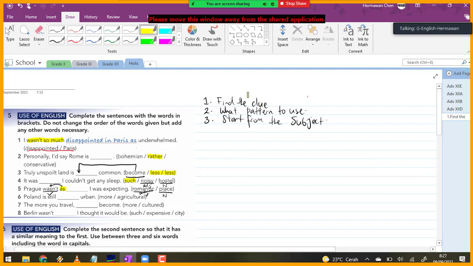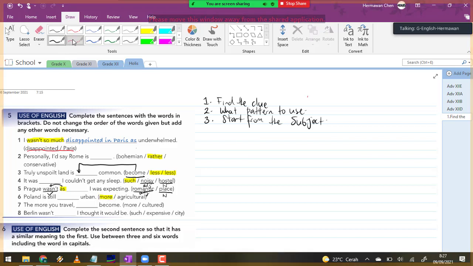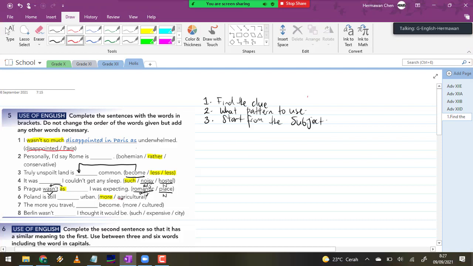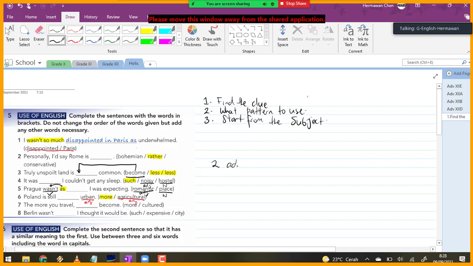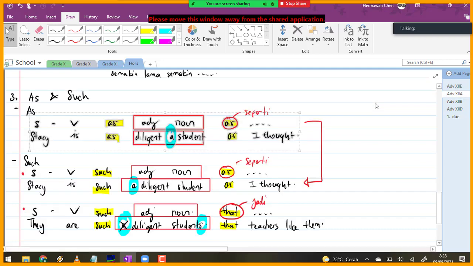Number 6, find the clue. Yeah, that's what we have to do. Poland is still okay. This one, guys, more. That's the clue. And then have a look. Agricultural is adjective. Urban is also adjective. It means, guys, we compare two adjectives. When we compare two adjectives, it means we have to use pattern number 4.